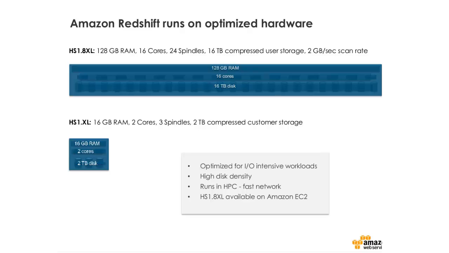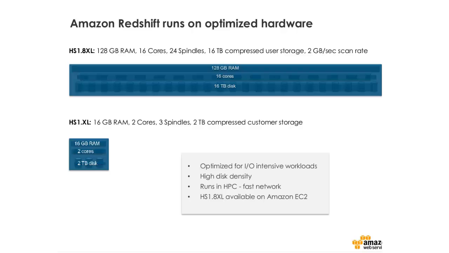We have two sizes. There's a high storage 8 extra large, and this one has 128 gigs of RAM, 16 cores, and 16 terabytes of compressed customer storage. That's across 24 spindles, so you see over 2 gigabytes per second scan rates on this system. And then we make available, as well, an imaginatively named single extra large, which is 1/8 on all dimensions.